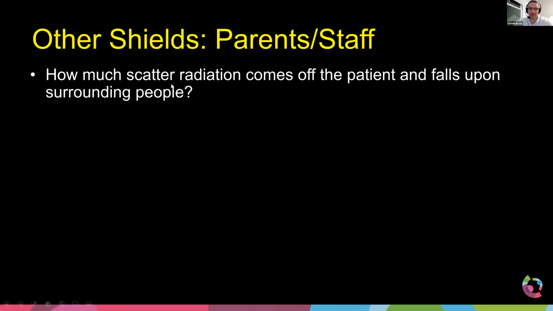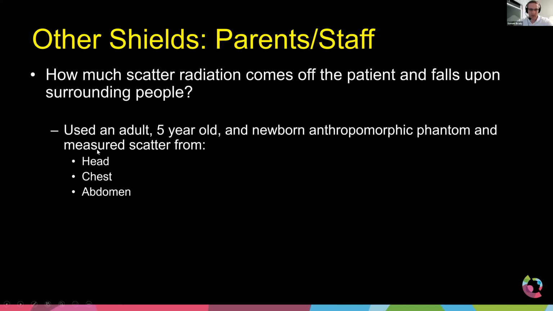So how much scatter radiation do these kids and or adults produce when they are being imaged? How much scatter is coming off of these individuals, the patients, into the room? And then, of course, incident upon the staff and or parents or anyone in the room that are wearing these lead aprons. So the question is, do we need to wear these lead aprons? Is there a sufficient amount of scatter in the room?